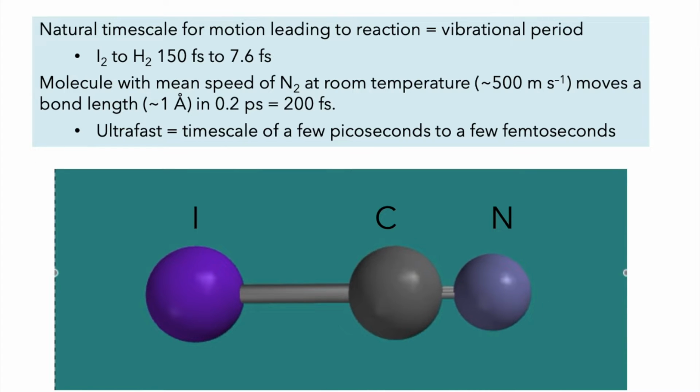Well, N2 at room temperature travels at a mean speed of about 500 meters per second. And to move something comparable to a bond length, say an angstrom, it would take 200 femtoseconds. In other words, we've got to get down to the ultrafast timescale of a few picoseconds to a few femtoseconds in order to follow chemistry in real time.